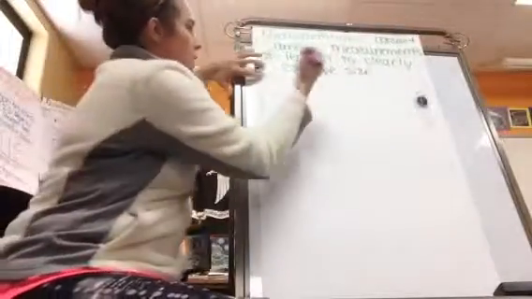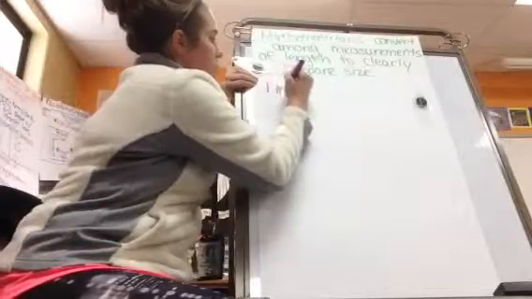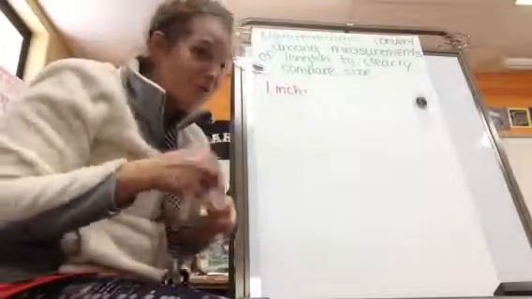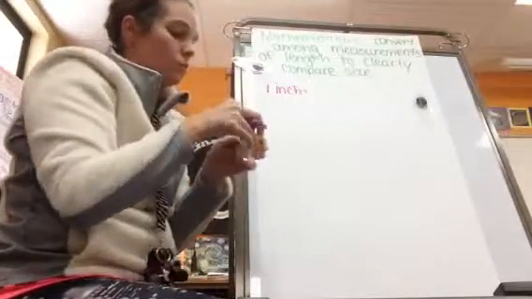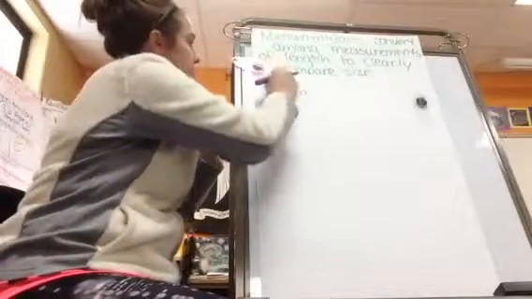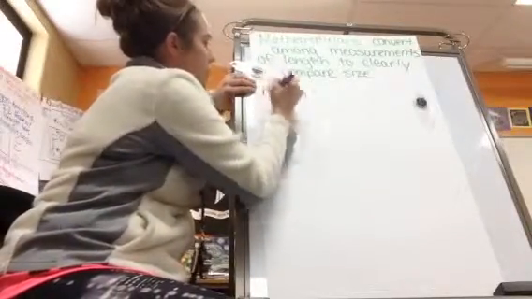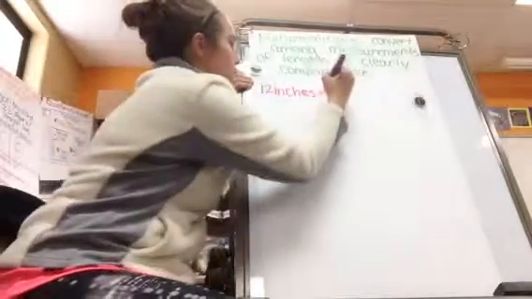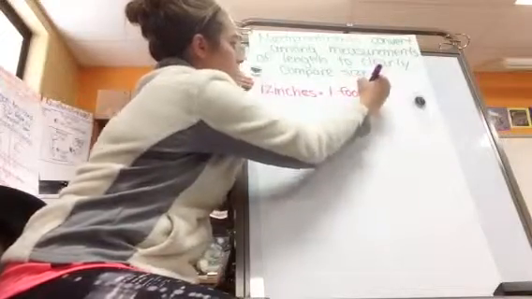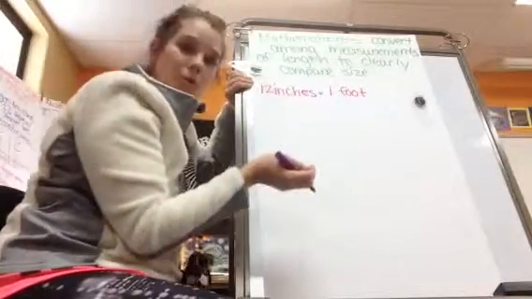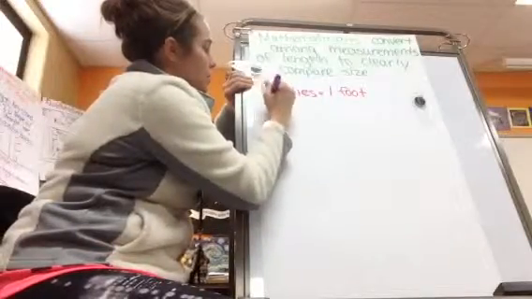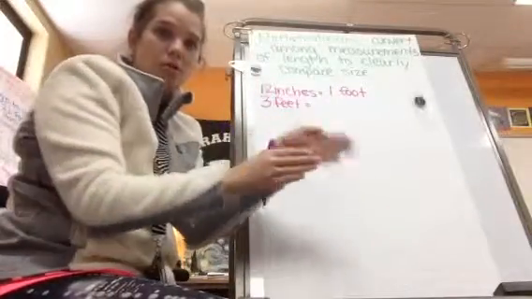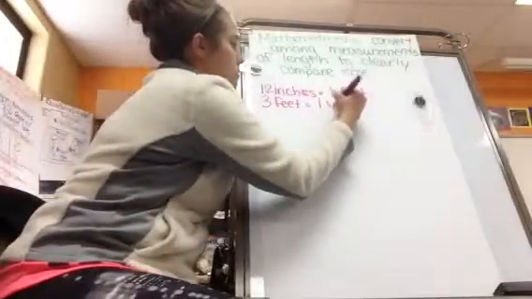So 12 inches equals how many feet? 12 inches equals 1 foot. And then if we go a little bit bigger, 3 feet equals, so if we have 3 rulers, that would equal 1 yard.